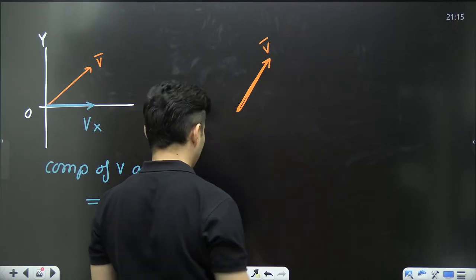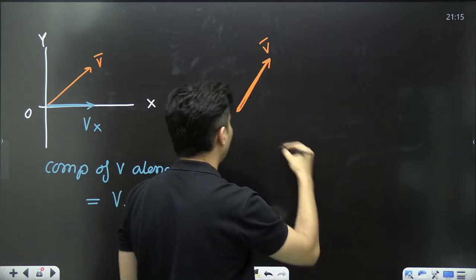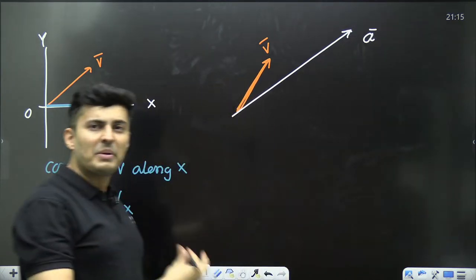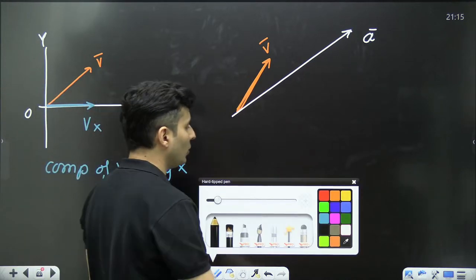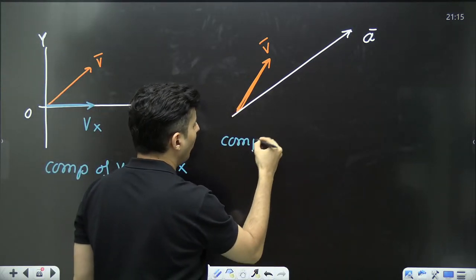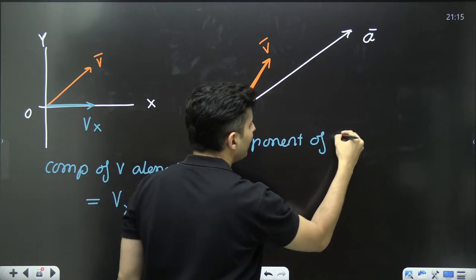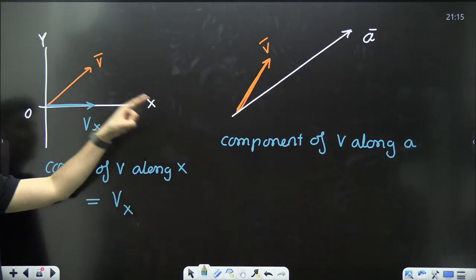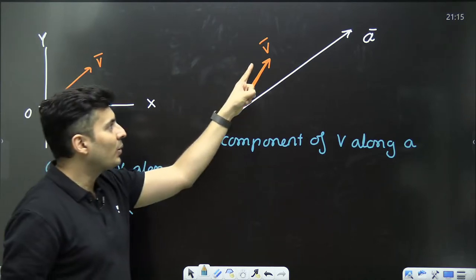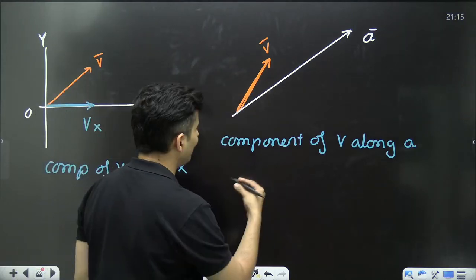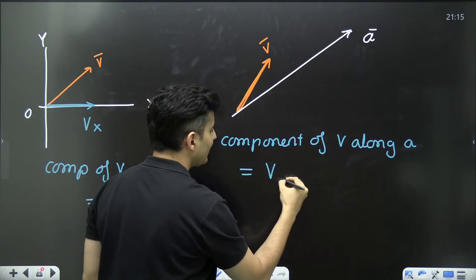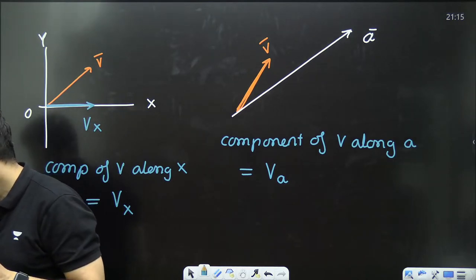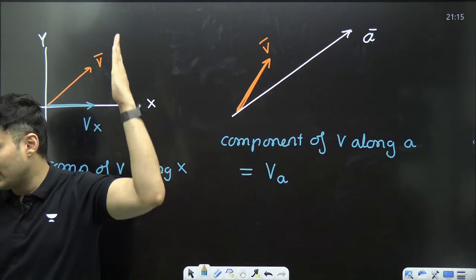Now imagine there is a vector like this, and there is some other vector, maybe like this at some angle, maybe a direction. Now I ask you, what is the component of v along a? How do you think you will write it? If this is v along x, then v along a you will write as v subscript a. Understood, guys?